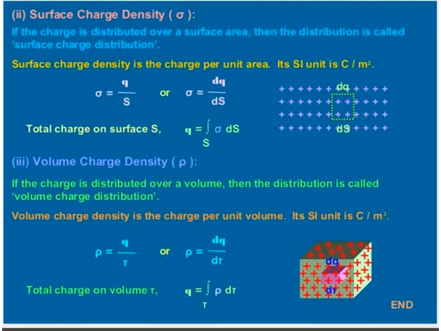And the third type is volume charge distribution. If the charge is distributed over a volume, then the distribution is said to be volume charge distribution. In a similar way, the volume charge density will be the ratio of the charge to the volume, and in terms of small charge, it will be dq upon dv as shown in the figure. Then you have to find out the total charge by integrating rho into dv and put it in the formula of force, and hence you will find out the total force. Thank you.